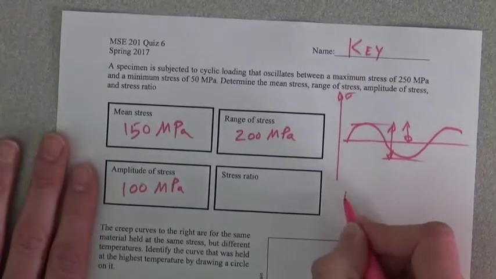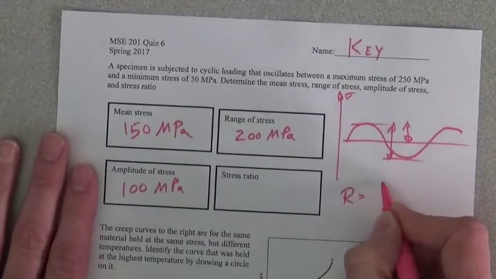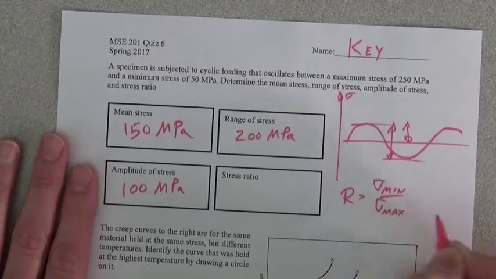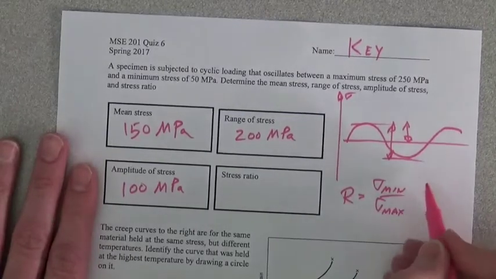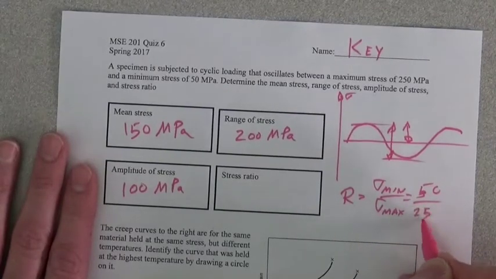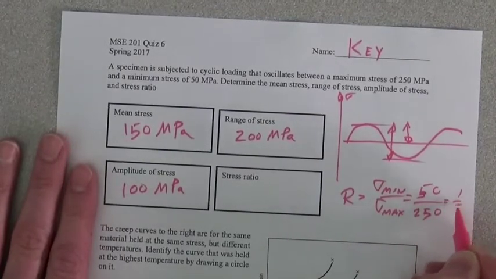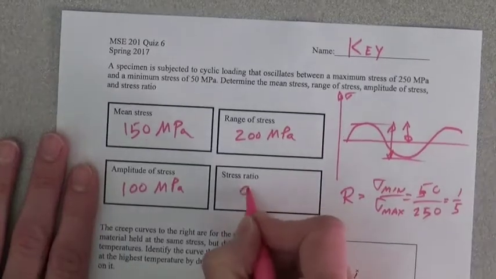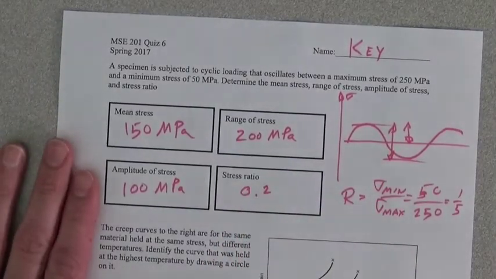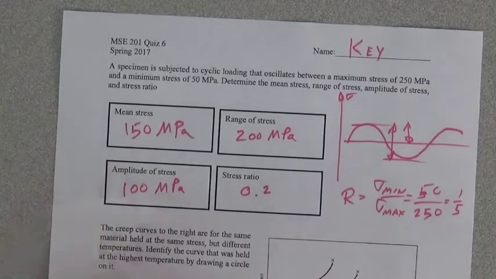The stress ratio, R, is equal to min divided by the max. And in this case, it's 50 divided by 250, 1/5, or 0.2. Note the stress ratio is unitless because it's stress divided by stress, and we wind up with no units.